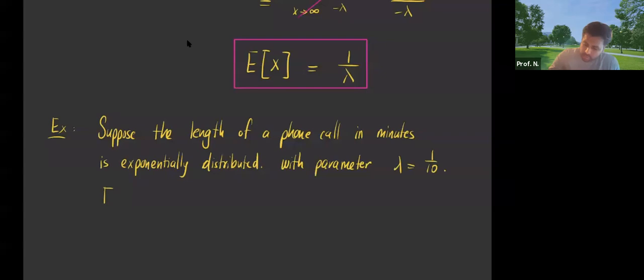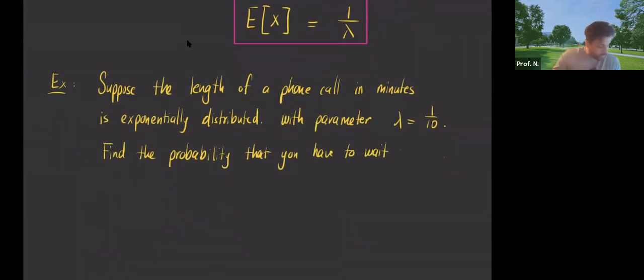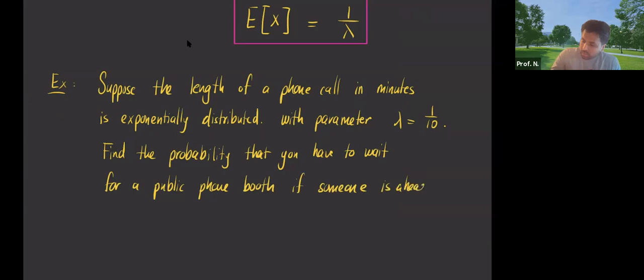So it says find the probability that you have to wait for a public phone booth, which we don't really have those anymore, for a public phone booth if someone is ahead of you for more than 10 minutes.